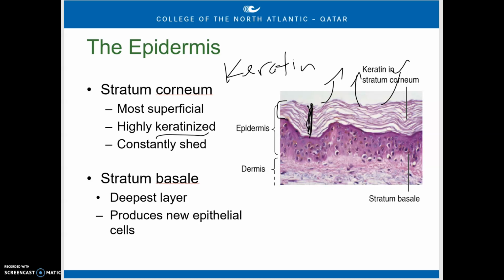Now, the deepest layer, stratum basal, which is going to be right between where the epithelium, where the epidermis and the dermis meet. So the stratum basal is going to be just 1 or 2 cell layers thick right in this area right here. These are the ones that produce new epithelial cells. Okay, so these are going to be actively dividing.